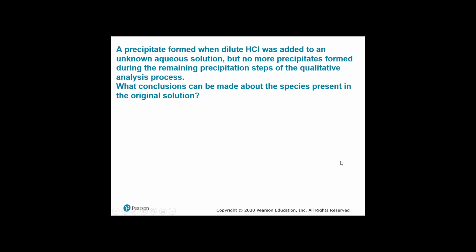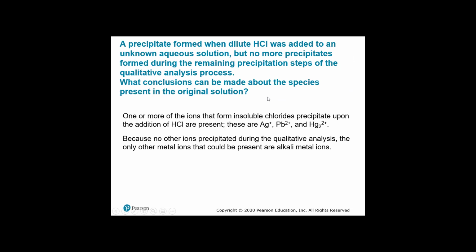So let's do a problem. A precipitate formed when dilute HCl was added to an unknown aqueous solution, but no more precipitates formed in the remaining precipitation steps of the qualitative analysis process. So they went through all the steps, and only the first step had precipitate. What conclusions can be made about the species present in the original solution?